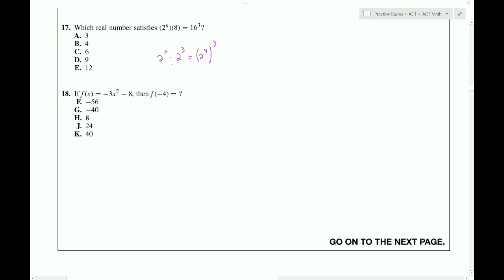Then we notice that we can add the exponents on the left side. That's rule 1 of our exponent rules. And then here we have rule 3 of our exponent rules, which is the multiplication if we have a power to a power. Then the 2's will drop out, and we can set the exponents equal. And then we subtract 3, giving us n equals 9.